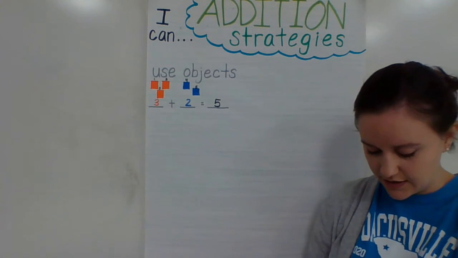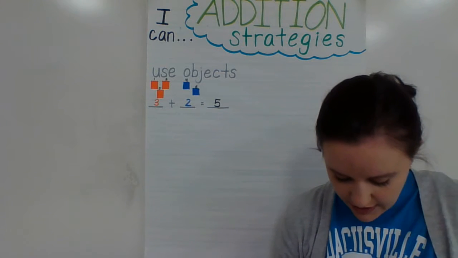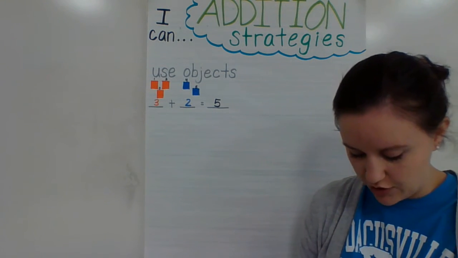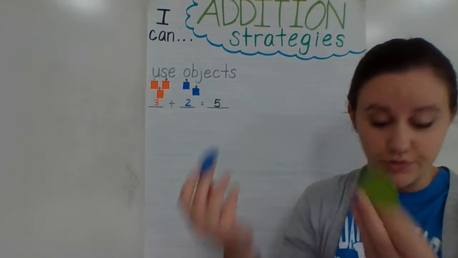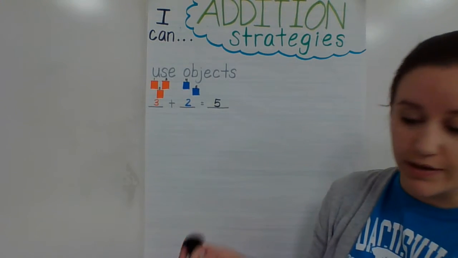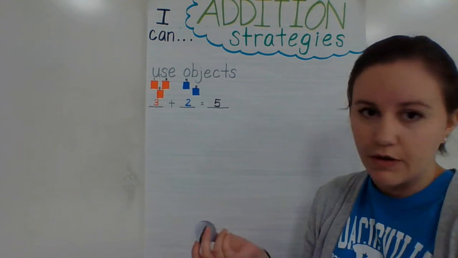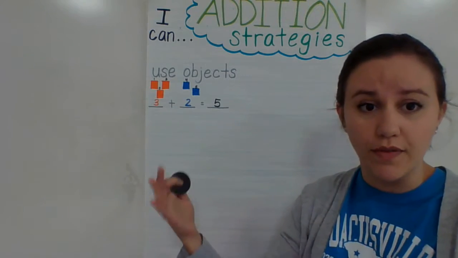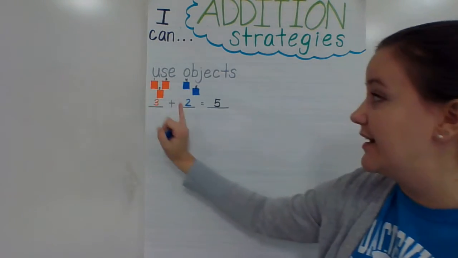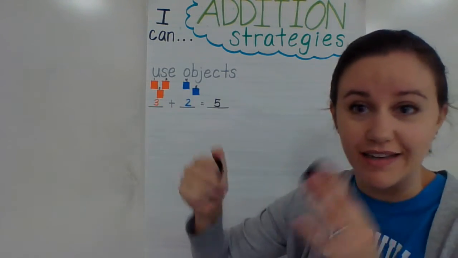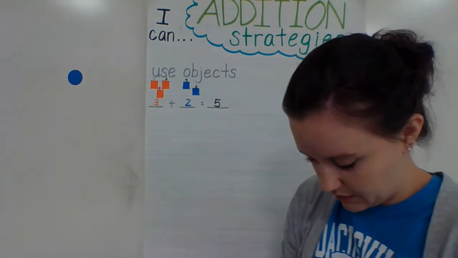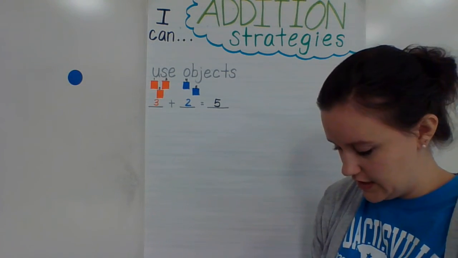So I can do that with these little circle counters that I have. So I have some blue and some green little circles. So you just use whatever you have available. So if I wanted to solve 4 plus 2. So 4, that's my first addend. An addend is one of the numbers that you're adding together. So 4 plus 2. So 4 is my first addend.